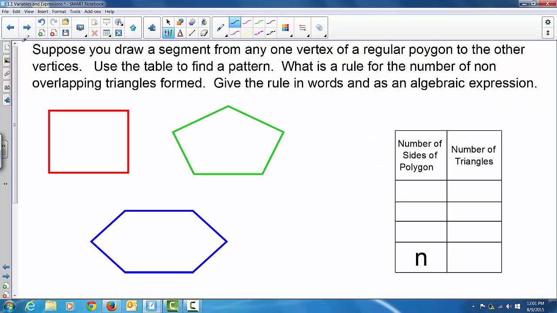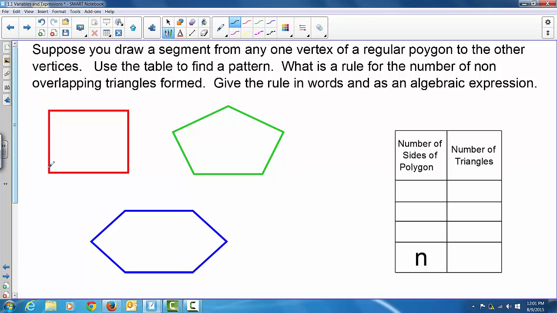Alright, suppose you draw a segment from any one vertex. Do you know what a vertex is? A vertex is here where 2 lines meet. Okay, that's a vertex. And the plural of vertex is vertices. Alright, so suppose you draw a segment from one vertex of a regular polygon to the other vertices. Use the table to find a pattern. What is a rule for the number of non-overlapping triangles formed?